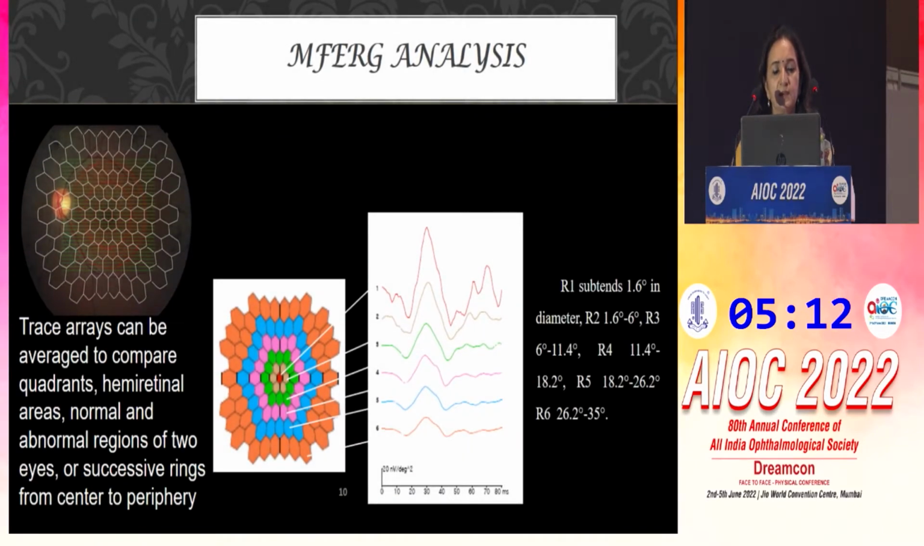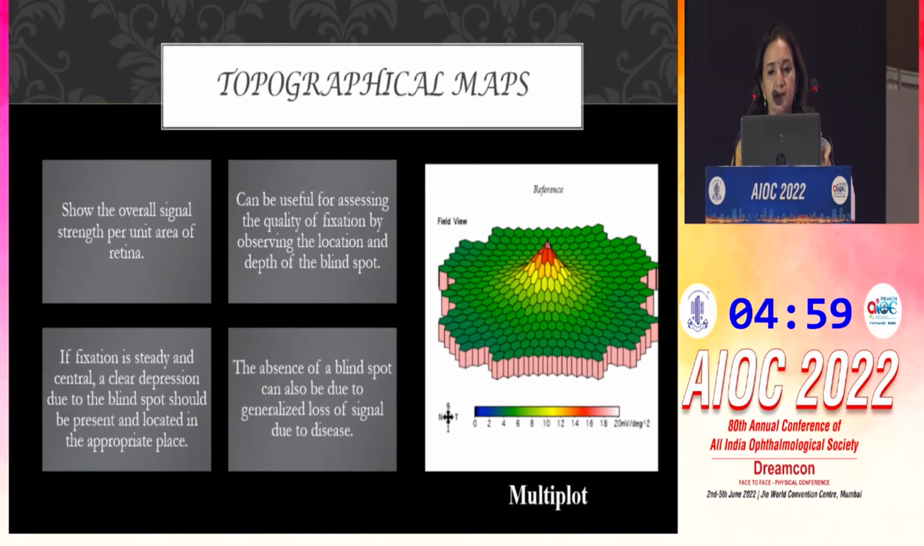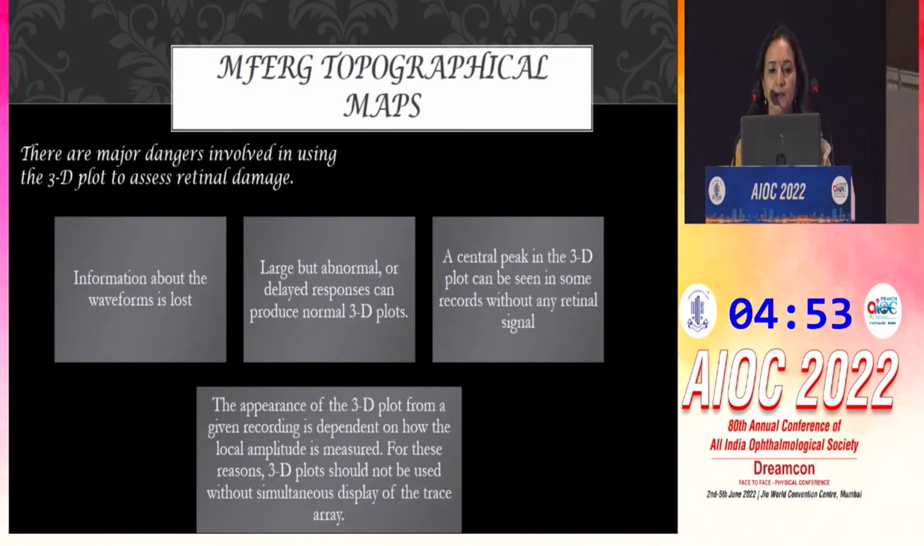So this is another way they analyze it. The multifocal ERG can tell you whether the foveal areas are affected, or the perifoveal areas, or the parafoveal areas. If the various wings are involved, it can show you that. This can be very useful because the visual map is given, but as I said, the trace array is what should be analyzed.